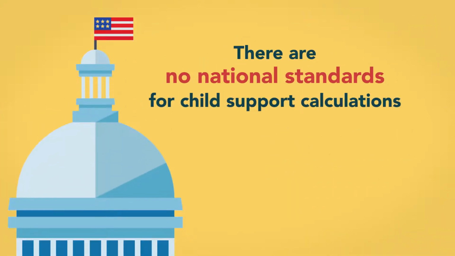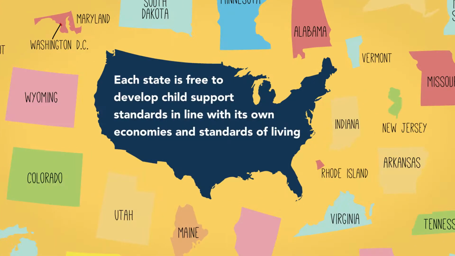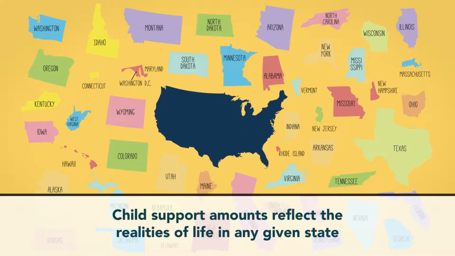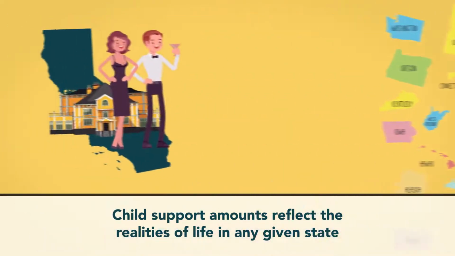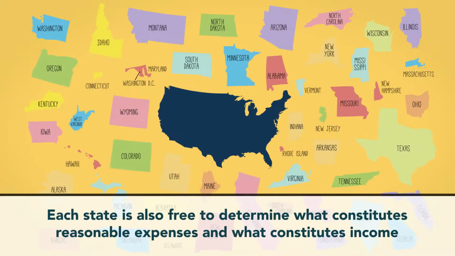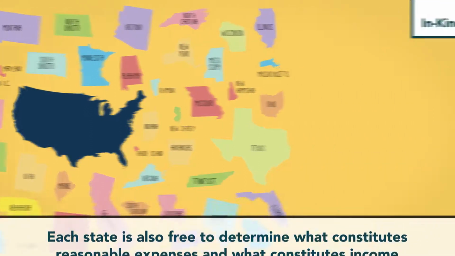There are no national standards for child support calculations. Each state is free to develop child support standards in line with its own economies and standards of living. Child support amounts reflect the realities of life in any given state. Wealthy states have higher standards of living and therefore higher basic child support than poorer states. Each state is also free to determine what constitutes reasonable expenses and what constitutes income.